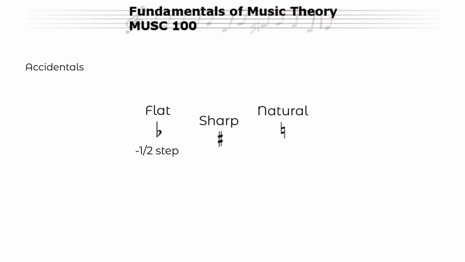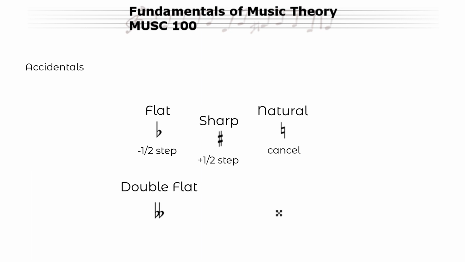A flat lowers the pitch of a note by a half step. A sharp raises the pitch by a half step. A natural is used to cancel a sharp or flat that came before, or a sharp or flat that's in the key signature. There are two other symbols that are less common, but do crop up now and again.